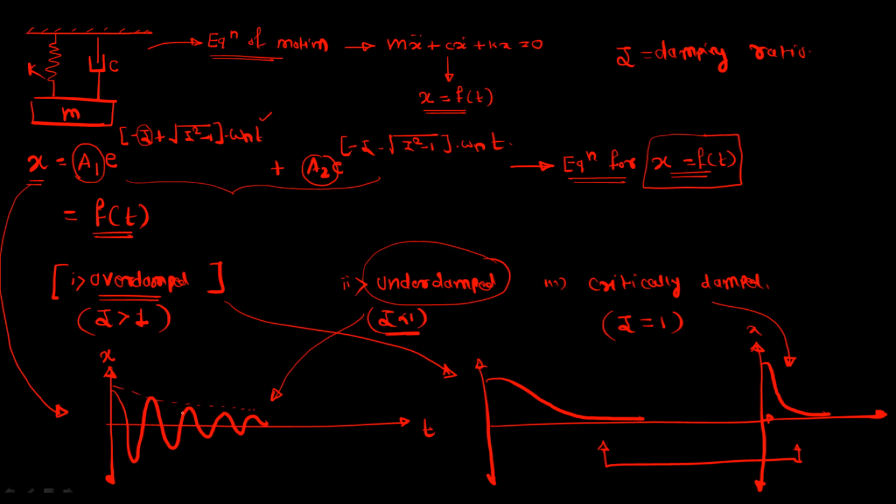Okay, so to plot such waveform from this equation, we should find out the equation for the value of constant A1 and value of constant A2 from this general equation. Okay, so try to find out this value A1 and A2 by assuming some initial conditions.